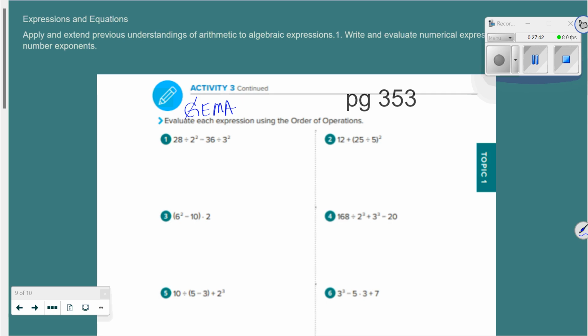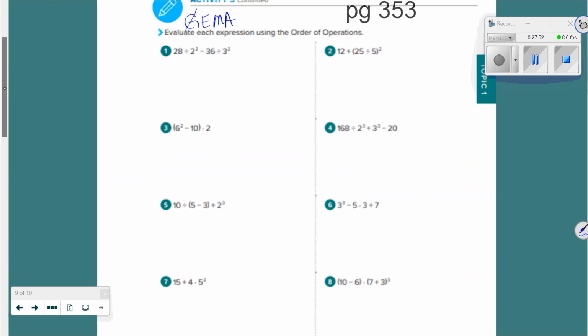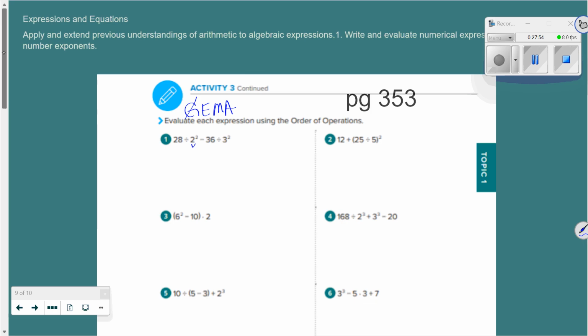So I go through. Do I have exponents? I know I'm going to be doing that. Anything I don't do, I need to rewrite. So when I look at this, here's my exponent. So I'm going to rewrite everything else. 28 divided by, I can do this math now, what's 2 squared? 4 minus 36 divided by 3 squared. I still have an exponent. So now I'm going to do this step. I rewrite everything else. 28 divided by 4 minus 36 divided by 3 to the second power is 9.